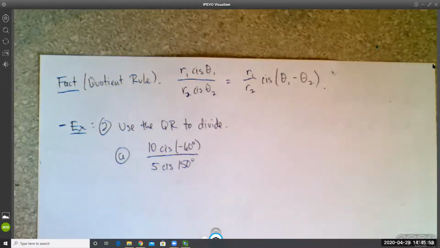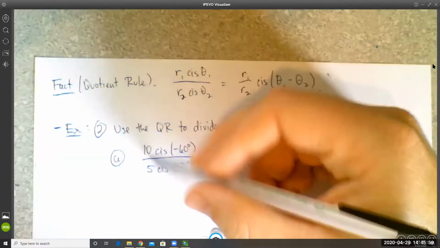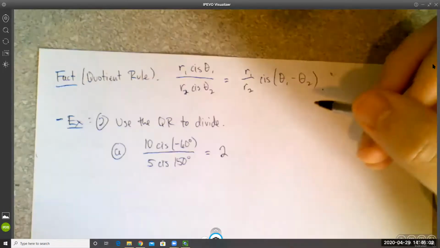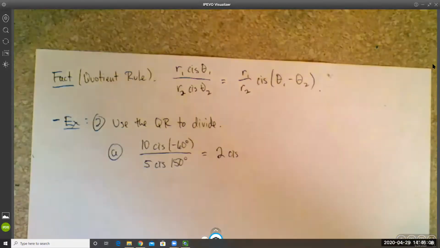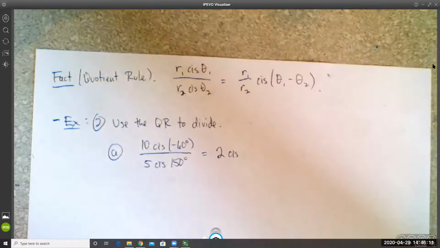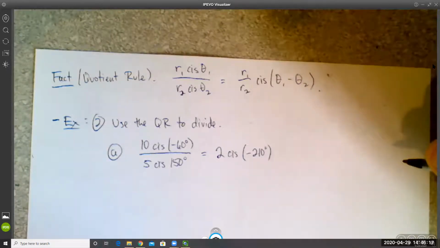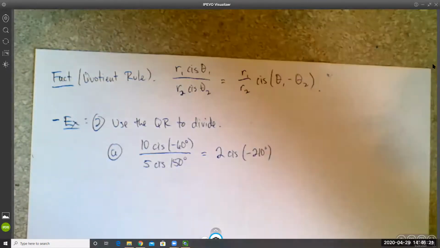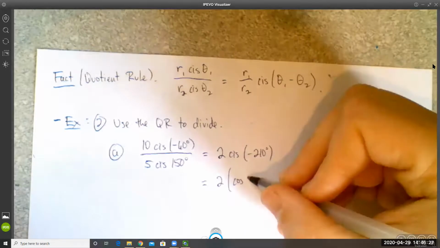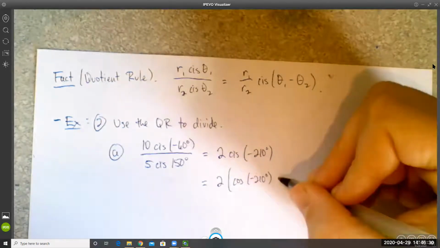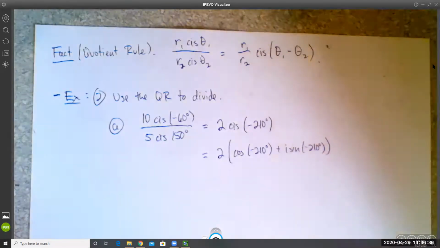Okay, so here's my solution. So I'm going to divide the moduli. 10 divided by 5 is 2. And then I'm going to subtract the arguments. Negative 60 minus 150 would be negative 210, right? Now, if we want to change that into rectangular form, we can write this in expanded form first of all. And then we can evaluate those trig values.